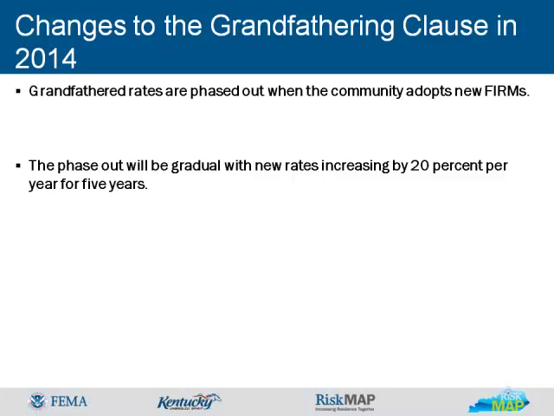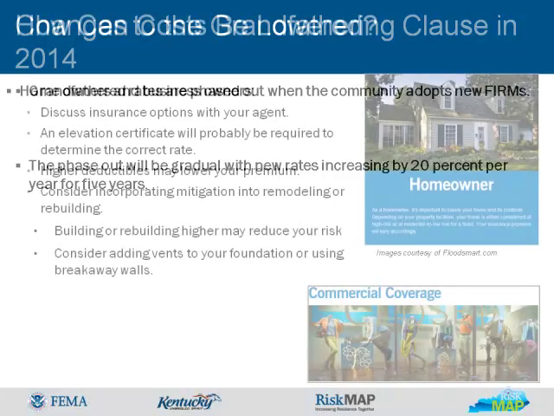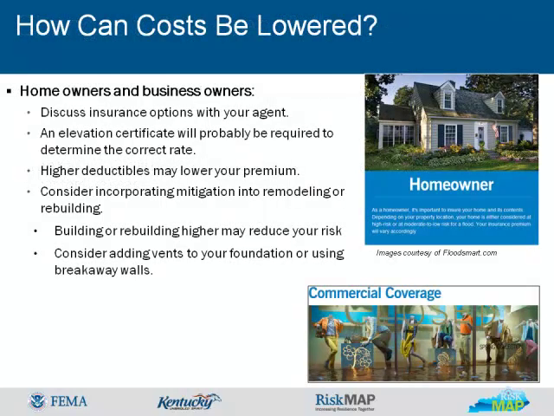In order to maintain sustainability for the National Flood Insurance Program, Congress made several modifications, including eliminating the artificially low rates through the grandfathering provision. The Act phases out grandfathered rates and moves to risk-based rates for most properties when the community adopts a new FIRM. This increase will happen gradually, with new rates increasing 20% per year for 5 years.